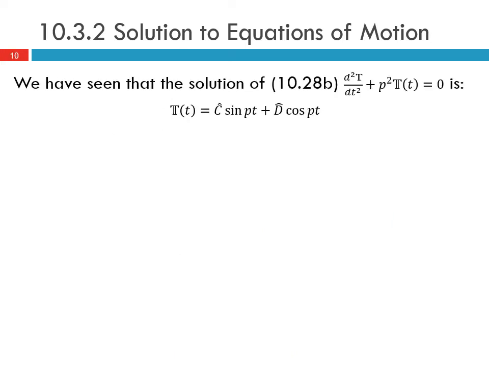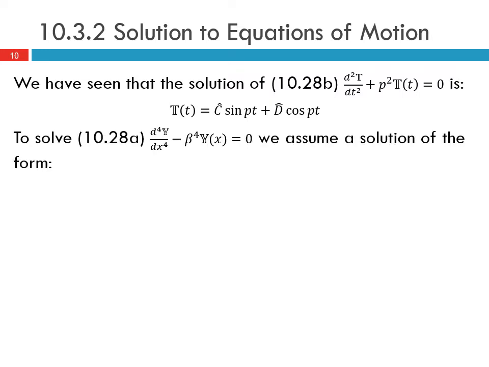Now, this form of equation is very familiar, and we've seen that the solution to this is t is equal to c hat sine pt plus d hat cosine pt. But now we have a form of equation that we have not seen before, so d to the fourth y by dx to the fourth minus beta to the fourth y of x is equal to 0. So to solve this, we're going to assume a solution of the form y of x is equal to g e to the sx.